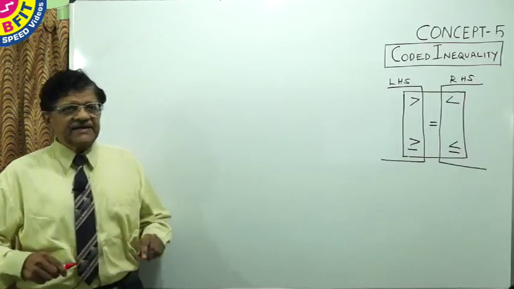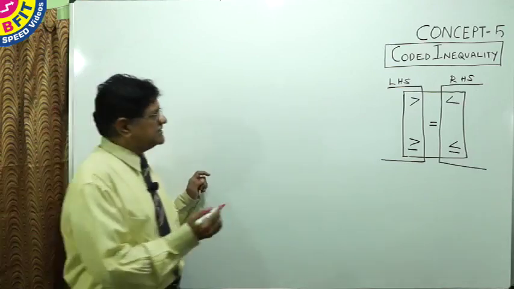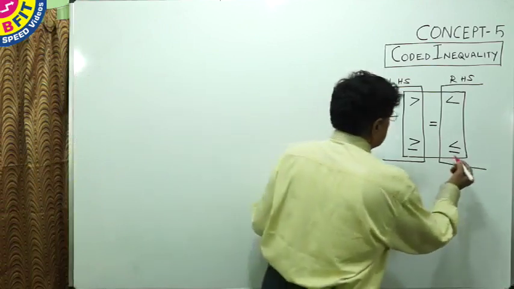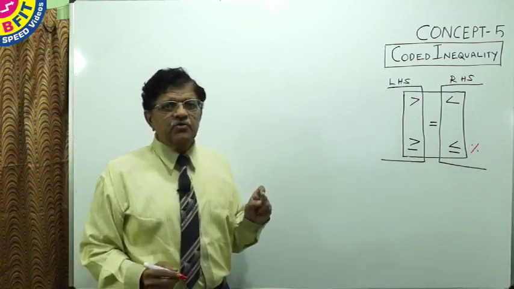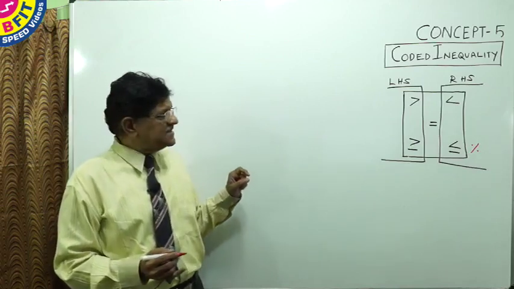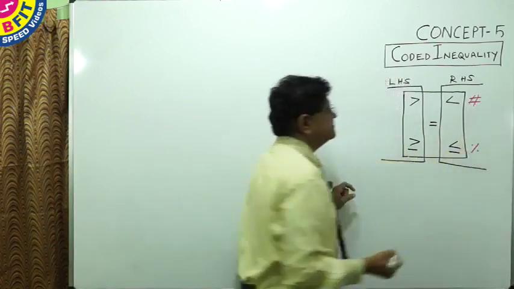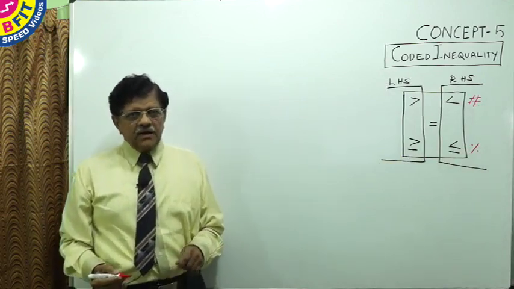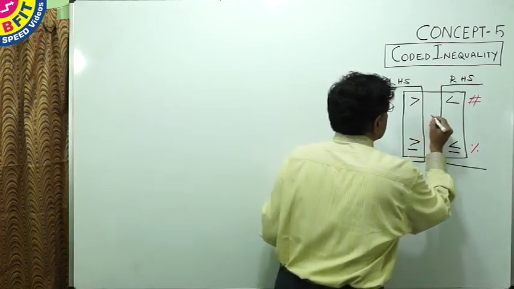So first is percentage. Percentage means P is not greater than Q, which means less than or equal to. This is percentage. P hash Q means P is neither greater than nor equal to Q. That means P is less than Q, so hash is less than. P at the rate of Q means P is neither greater than nor smaller than Q. That means P is equal to Q. So equal to means at the rate of.